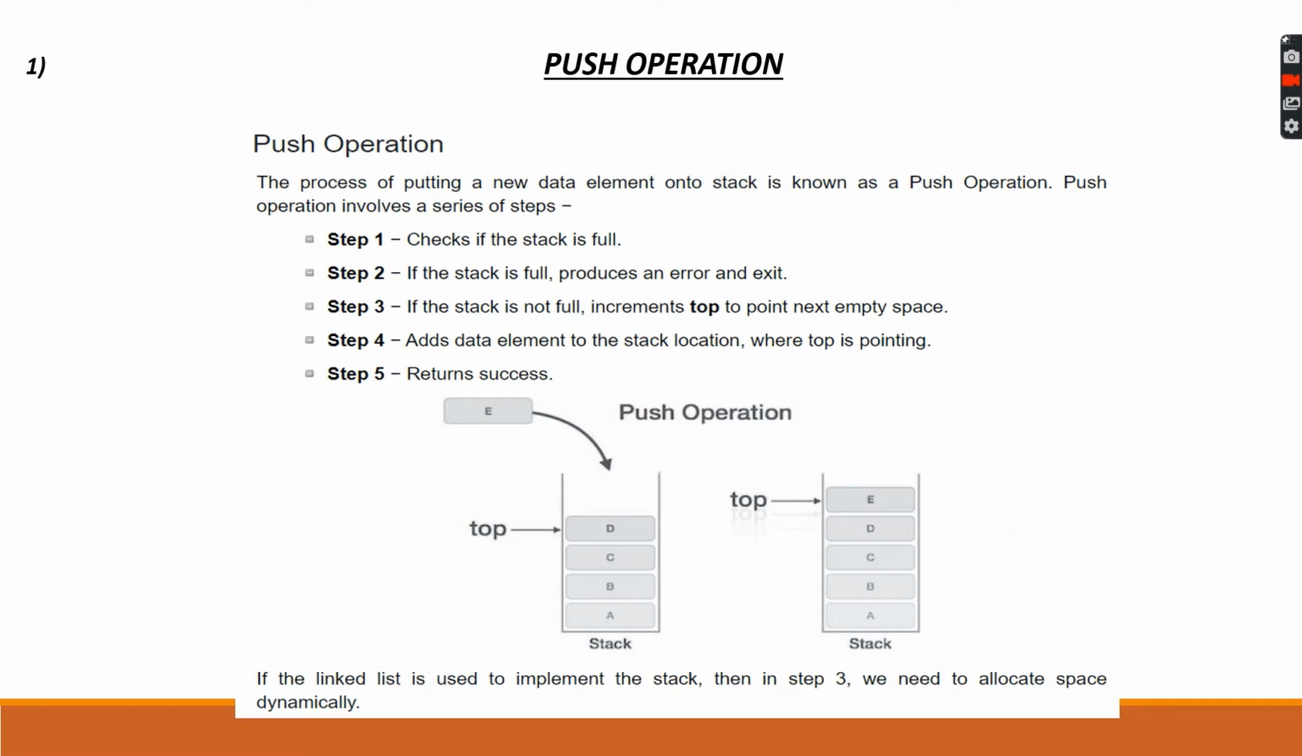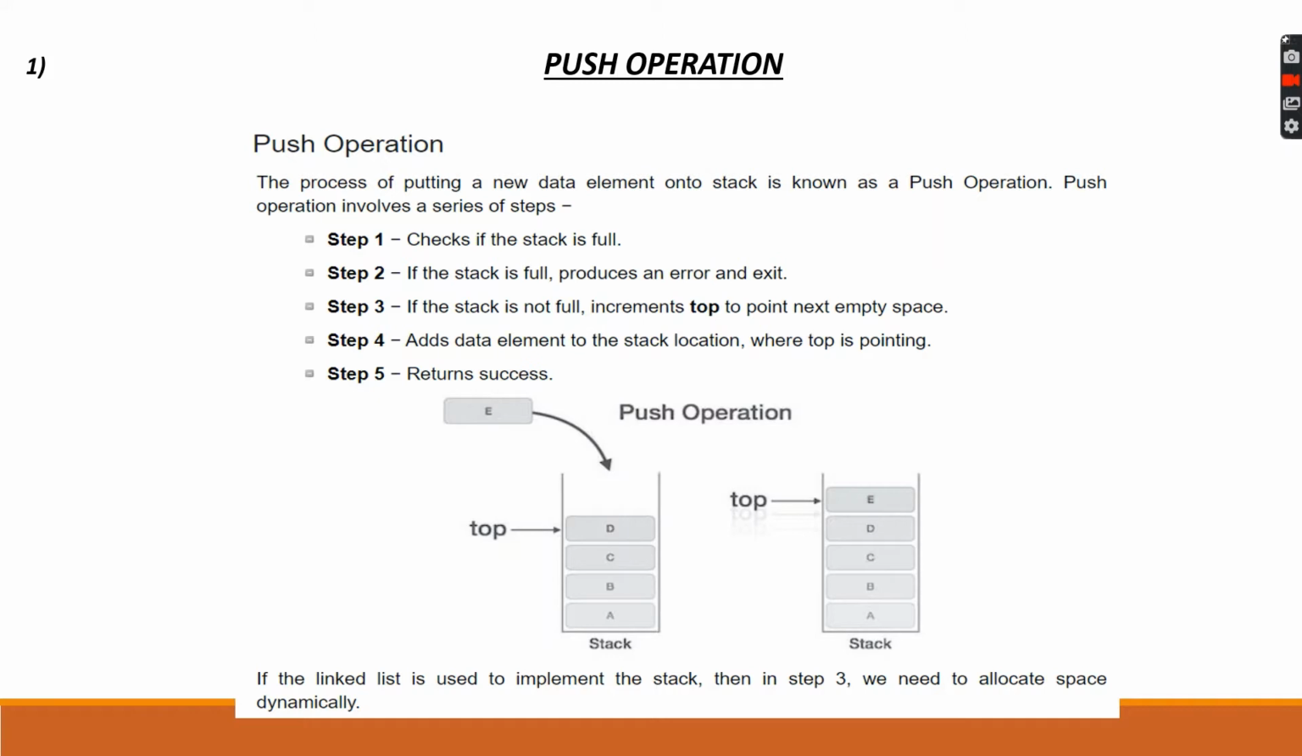Now we look into the push operation. There is a series of steps we need to follow while dealing with the push operation. The process of putting a new data element onto the stack is known as push operation. The first step is to check whether the stack is full, and if the stack is full you should produce an error and exit. It means that if the stack is already full, then you cannot add an extra element to the stack. So you need to produce a message that an error has occurred and therefore you need to exit.